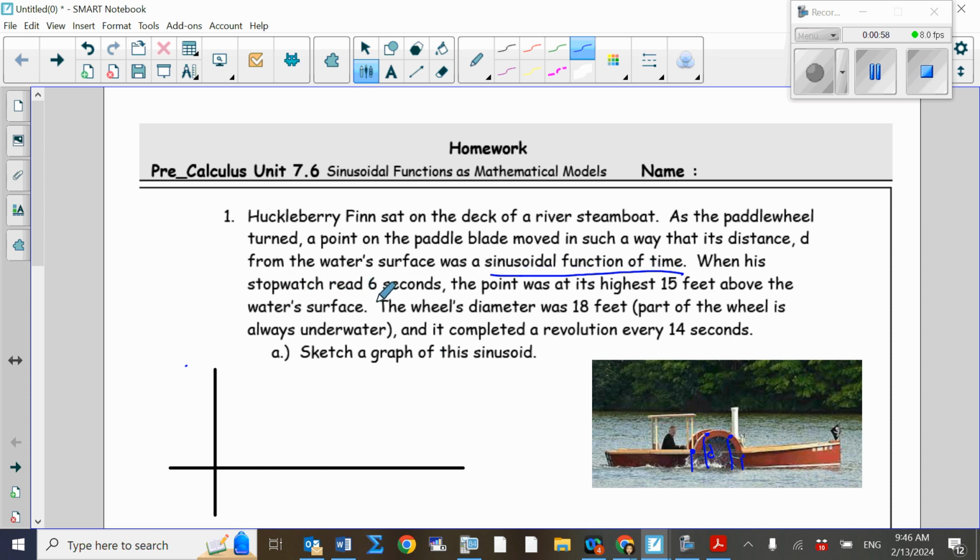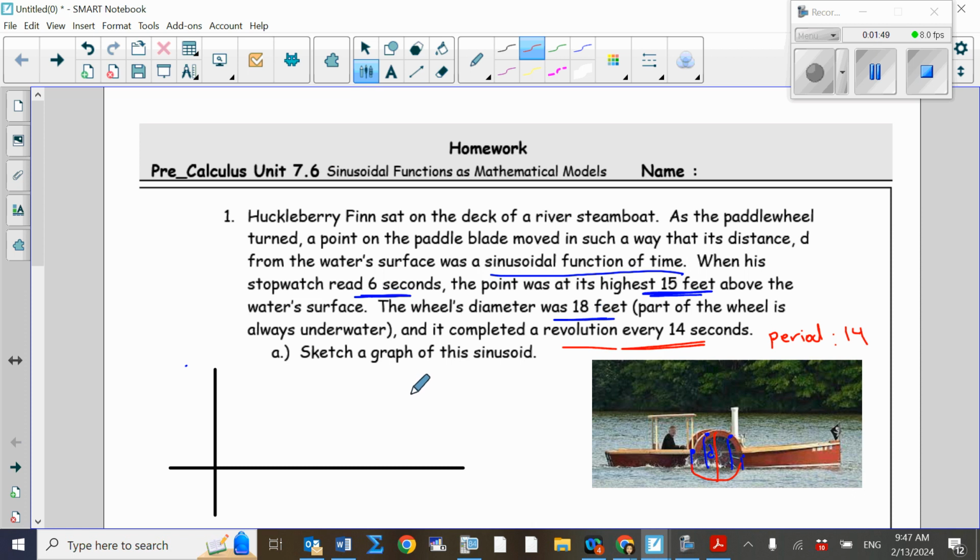When its stopwatch reached 6 seconds, the point was at its highest, 15 feet above the water surface. So 6 seconds, 15 feet is the highest point. The wheel's diameter is 18, and notice that part of the wheel is always under the water. So if the diameter is 18, part of that diameter is above the water and part of that is under the water. And it completed a revolution every 14 seconds. One revolution every 14 seconds means the period of the function is 14.